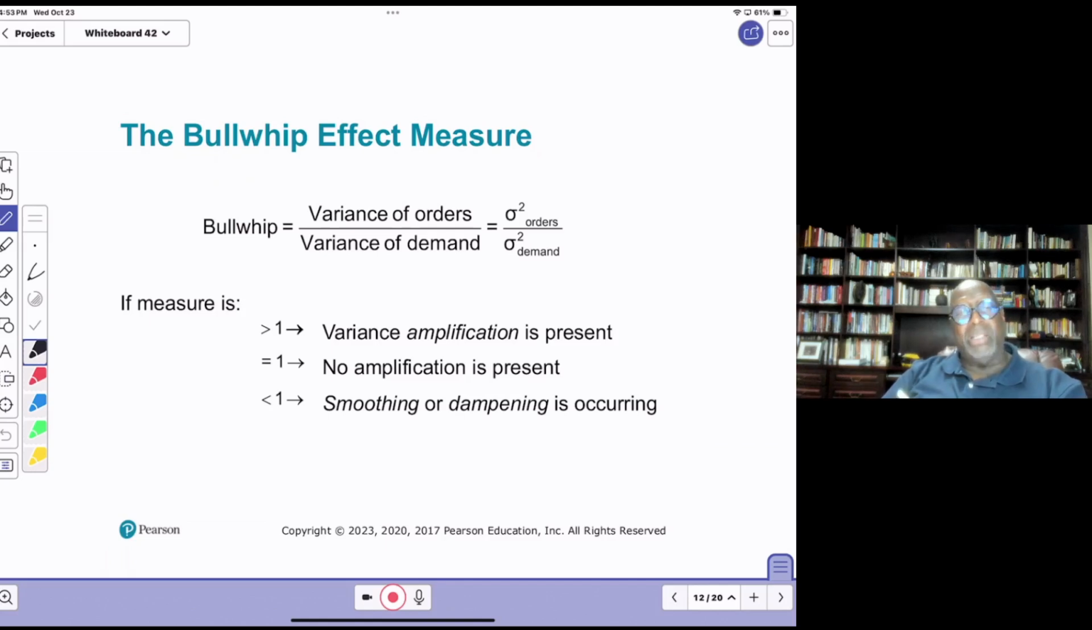The bullwhip effect can really be measured as the variance in the orders versus the variance in the demand. What tends to happen with the bullwhip effect is that the amount that you order is inflated relative to your demand, and so this will tend to have a value greater than 1 when amplification is present, in which case the bullwhip effect is present. All right.